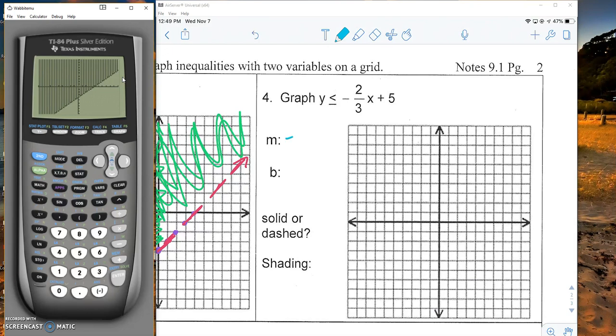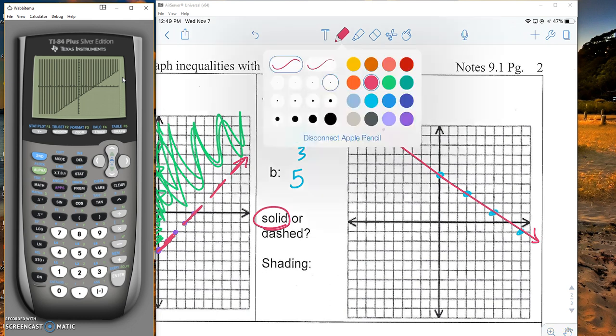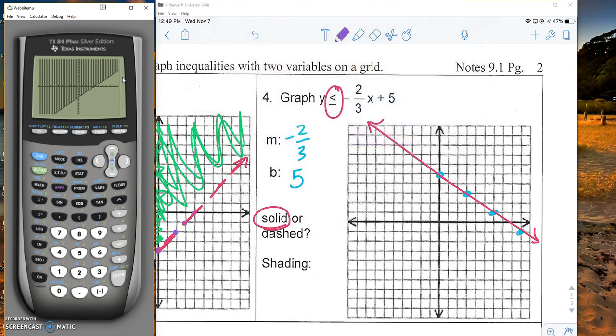Problem 4, my m value is -2/3 and my b value is 5. So I start up at 5 and I go down 2, right 3, down 2, right 3, a couple of times. My inequality symbol has a line underneath the inequality, so this is going to be a solid line. And then for my shading, y is less than 5.